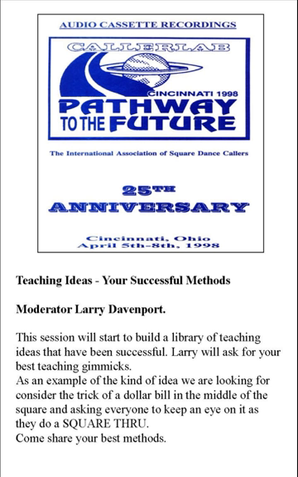The example that was put in the direction, the idea of considering the trick of a dollar bill in the middle of the square and asking everyone to keep an eye on it as they do a square through. So I'm going to ask you for your best ideas. Some ground rules in here. If you can explain your idea without a square, that's great. If you need a square, we will ask for a volunteer square to get up. At any given time we have a square on the floor, we can't work them to death, so maybe a square will stay on the floor for three examples and then we'll switch, or until the square waves a white flag.